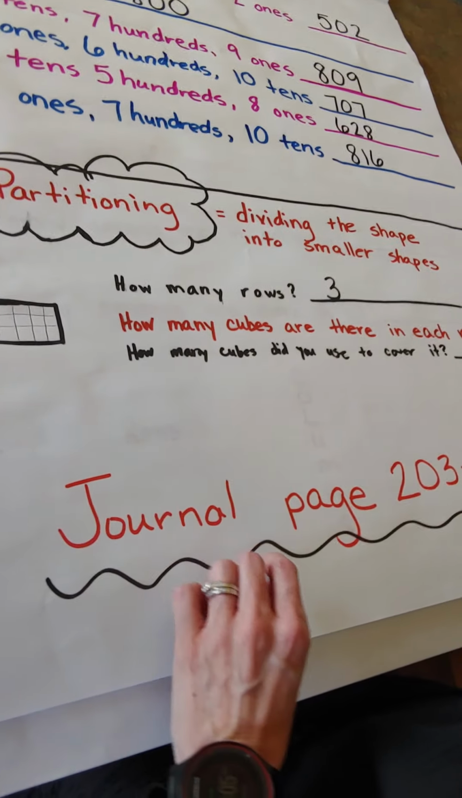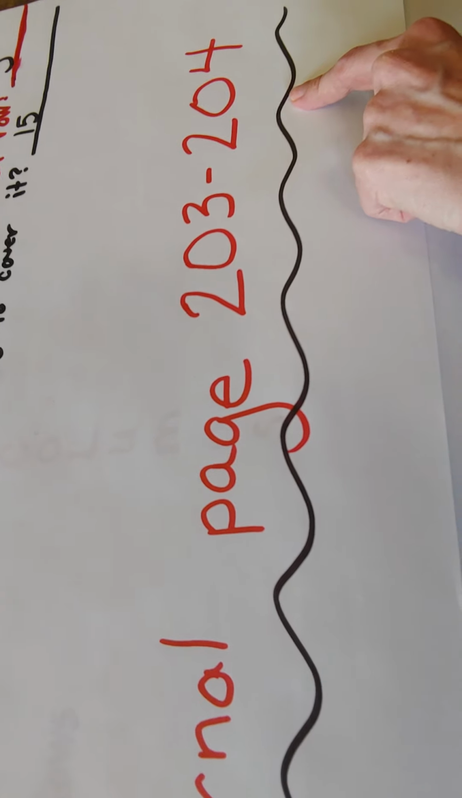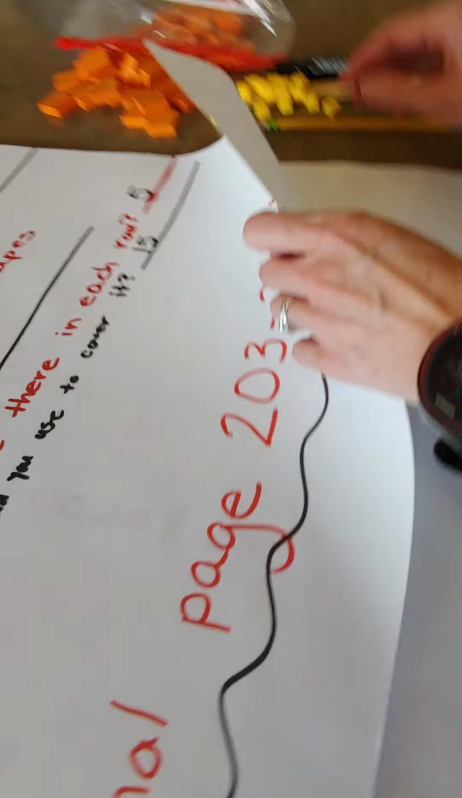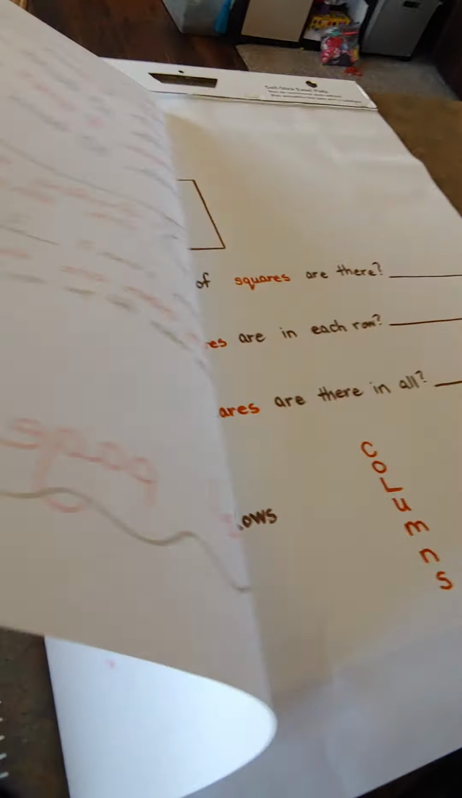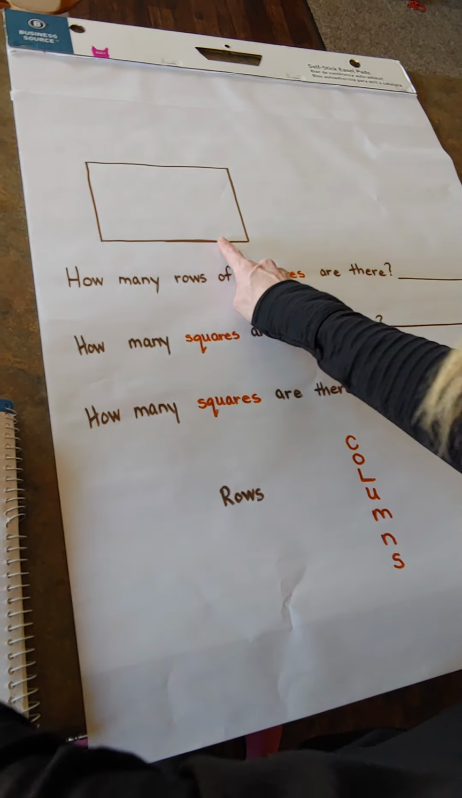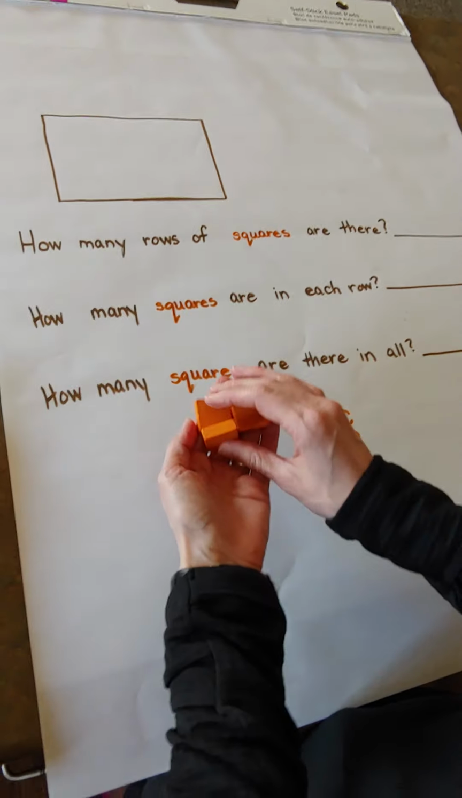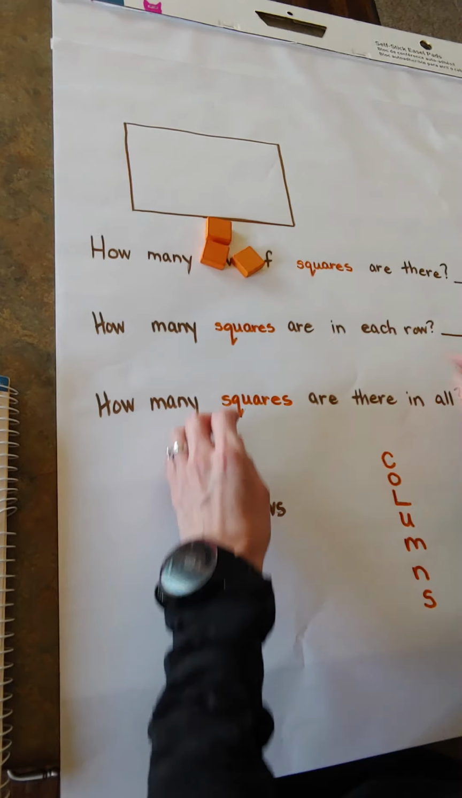Now next, friends, we're going to go to our journal page 203 and 204, and we're going to do that together. On this next page, you have another rectangle. But friends, instead of using our cubes, Mrs. Berger is going to use these squares.